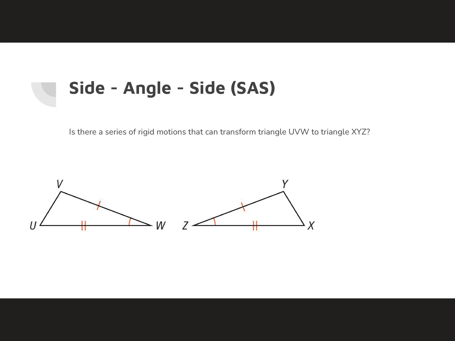You'll notice on these I have sides that are the same. I'm coloring them in so you sort of see which sides I'm talking about. Notice the one hash mark, two hash mark to tell us that they're the same. And then I've got an angle that's the same. So let's look at how we can transform triangle UVW into triangle XYZ.